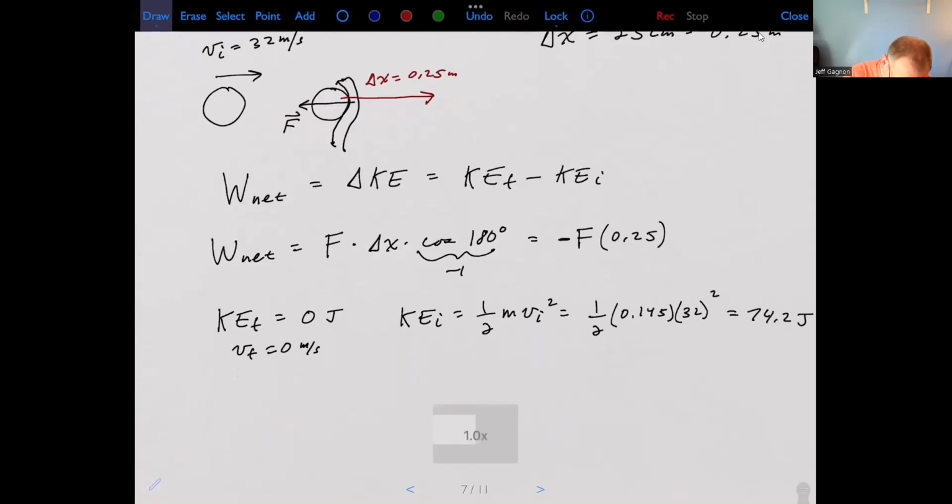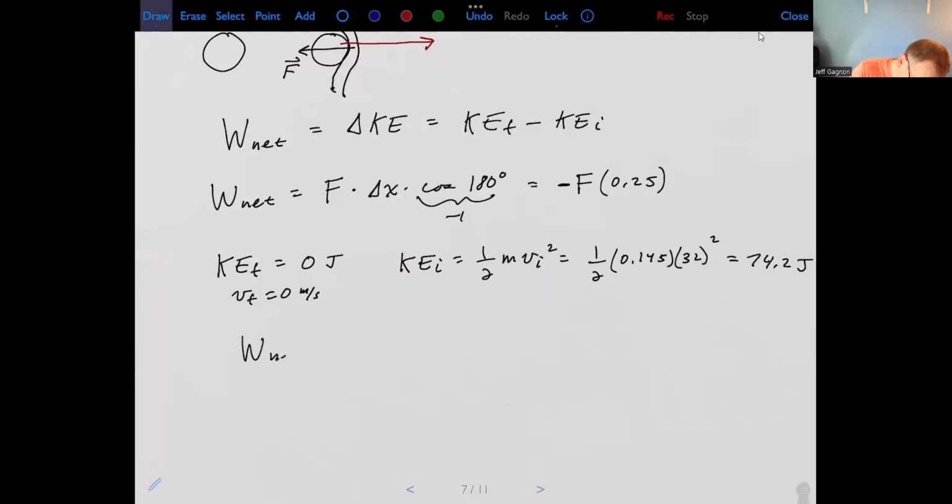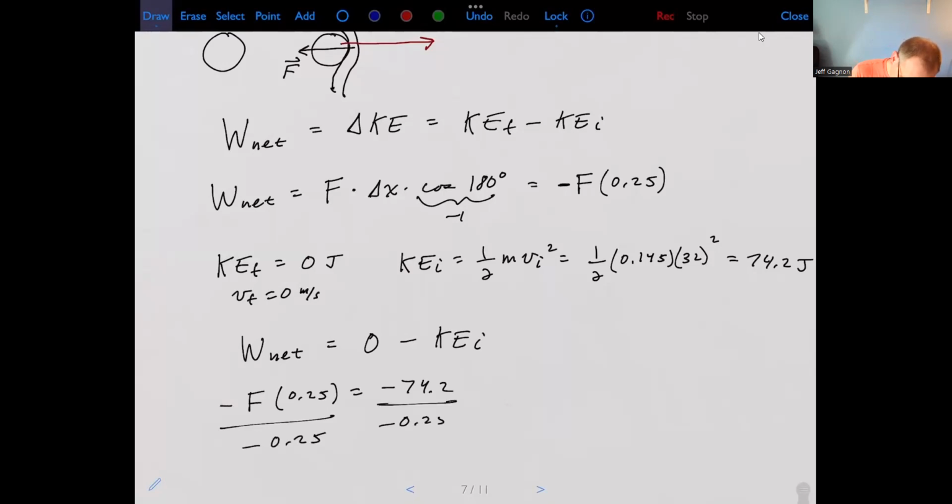Okay, so now if I plug in, I have the net work is equal to the final kinetic energy, which is 0, minus the initial kinetic energy. So this is going to be -F times 0.25 is equal to -74.2. And then if I divide both sides by -0.25, it turns out F here is going to be 296.8.